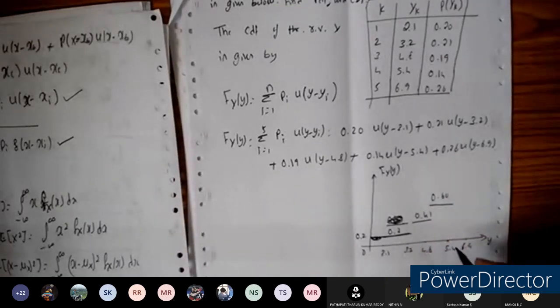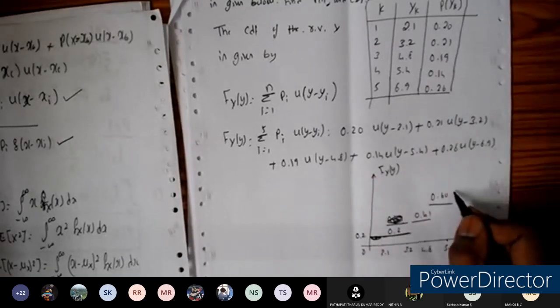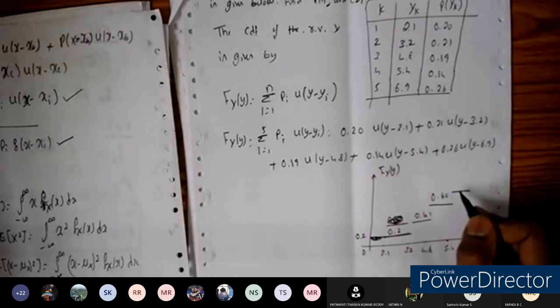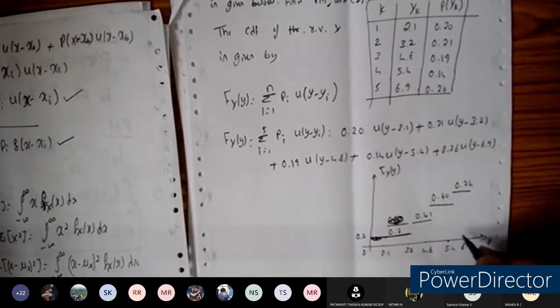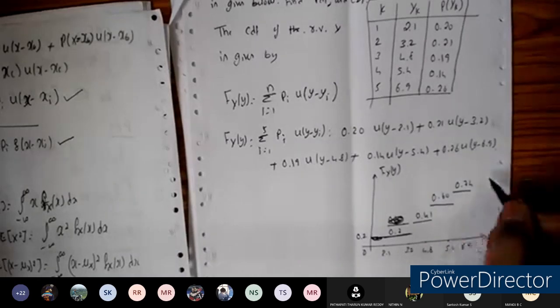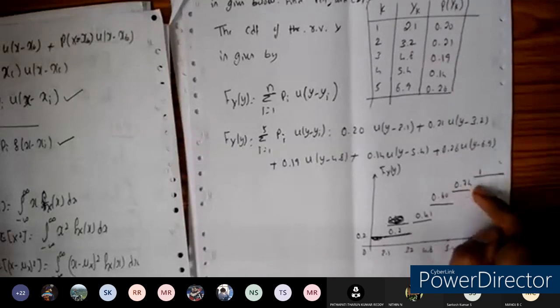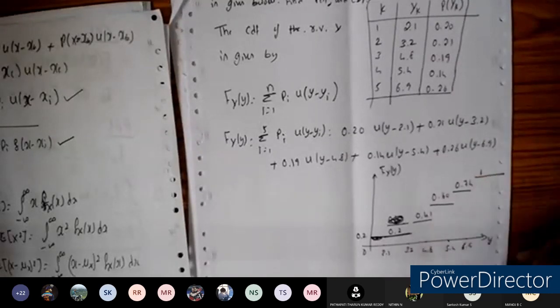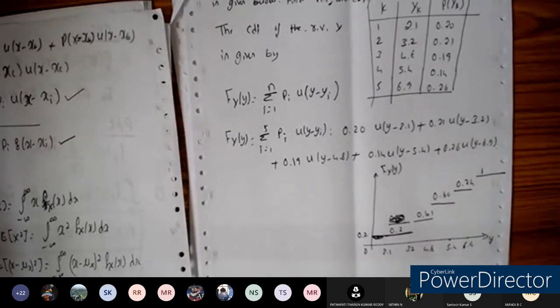Done. Okay, so for 0.60, 0.14 will be added. It is going to start from 5.4 here, so it will be added here. So this will become 0.74. From 0.69 onwards, the value will be 1: 0.74 plus 0.26 gives 1 here. Okay, so this is the CDF you are going to get here.